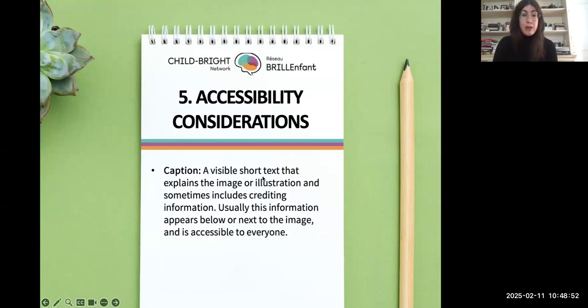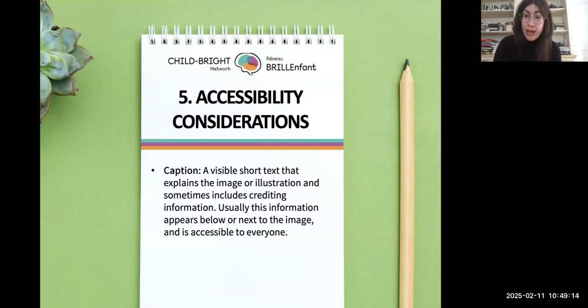And then finally, maybe you've heard the word caption before. This is a visible short text that explains the image or illustration and sometimes includes crediting information, so of the photographer or the producer of the image. This appears below or next to the image and is accessible to anyone. And that is the difference between a caption versus an alt text or a long description.